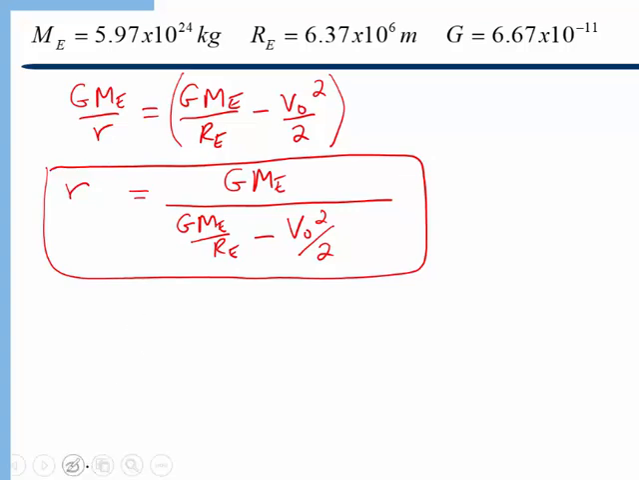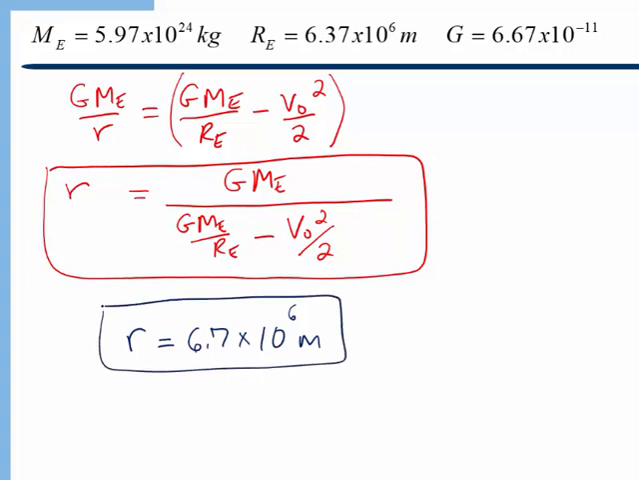What I got when I solved the problem was r is equal to 6.7 times 10 to the 6th meters. Make sure that you do go through and work out that calculation, because this kind of formula you want to be really comfortable solving with your calculator. It takes practice. So just go ahead, plug in the numbers, and make sure you agree with my answer.